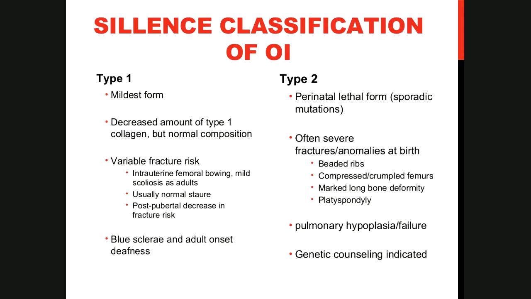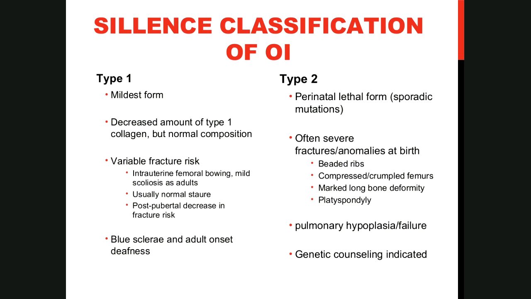So briefly, talking about the Sillence classification of OI, there are four types. Type 1 is the mildest form. It's caused by a quantitative as opposed to a qualitative type 1 collagen defect. Those with OI type 1 have a variable fracture risk, but they can have some bowing, they can have some mild scoliosis, and they typically have normal stature. They're oftentimes shorter than would be expected for their genetic background and their expected mid-parental height. The risk of fracture decreases after puberty.